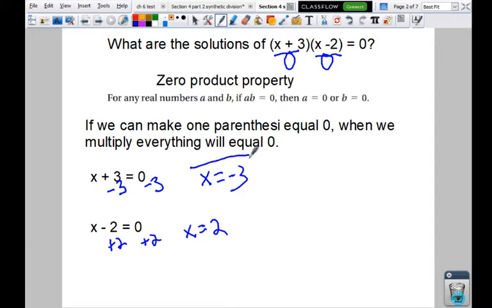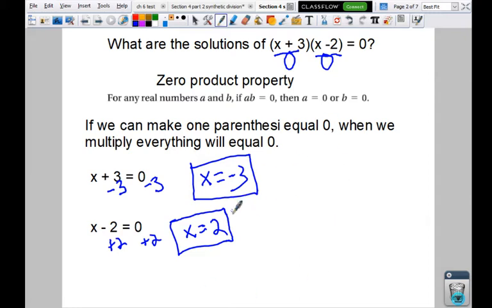I have x equals negative 3 as my first one, and x equals 2 is my second. Parentheses, x equals negative 3, parentheses. So I get x equals negative 3, x equals 2 for my 2 solutions.